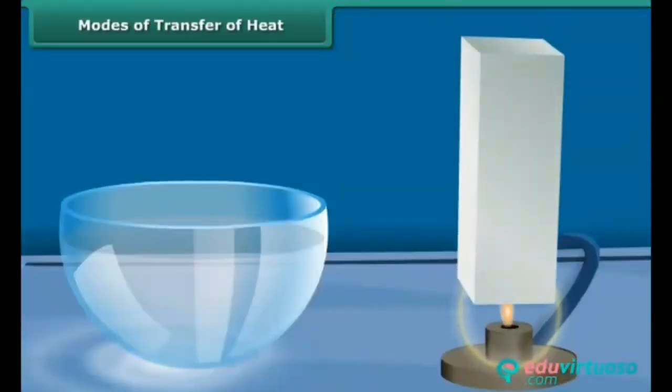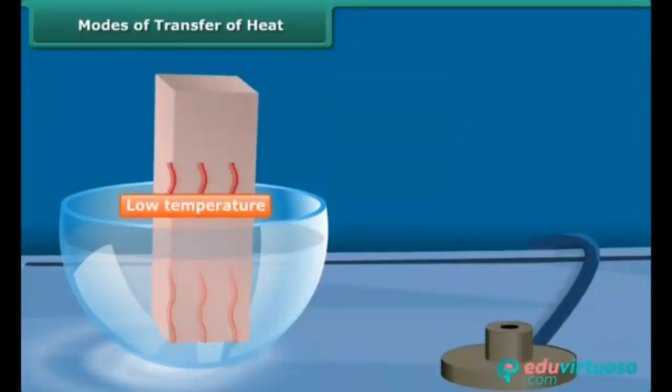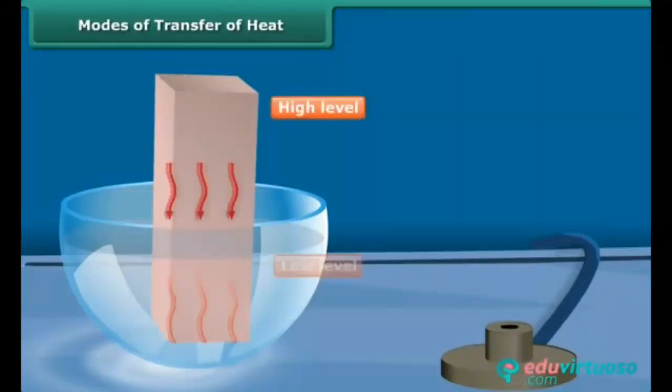Flow of heat takes place in a particular direction, that is, from bodies at higher temperature to bodies at a lower temperature, as water flows from a higher to a lower level.